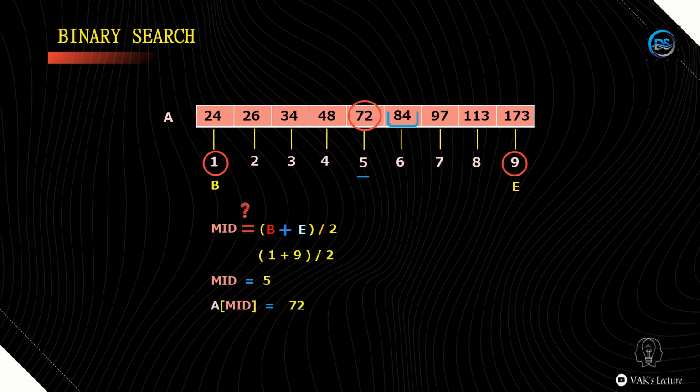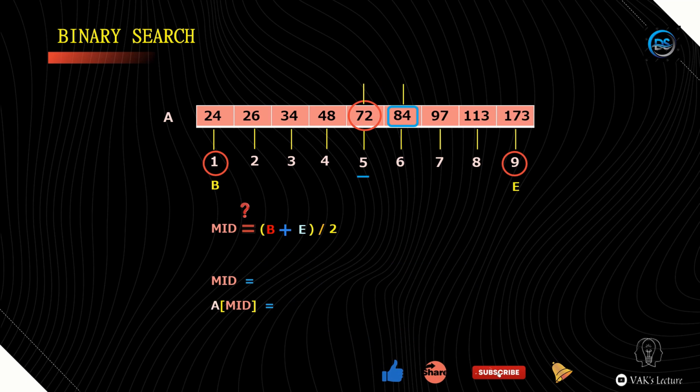Suppose I want to search for our key element 84. We will compare it with the value of mid. So we compared 84 and 72. Do they match? They don't match. Since they don't match, what will be the further process? For this, we have to go to a new list and again find its mid.